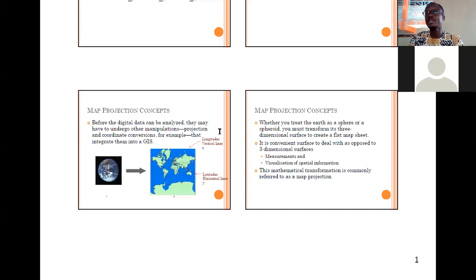The globe is a convenient surface. The earth is round, so we keep it like that, and you don't have to use something else to represent it. The ideal way of representing the earth without distortion or error is to use the globe. That's what I mean by convenient surface, as opposed to three-dimensional surfaces. I'm referring to the flat surface in this case. The flat surface is convenient.